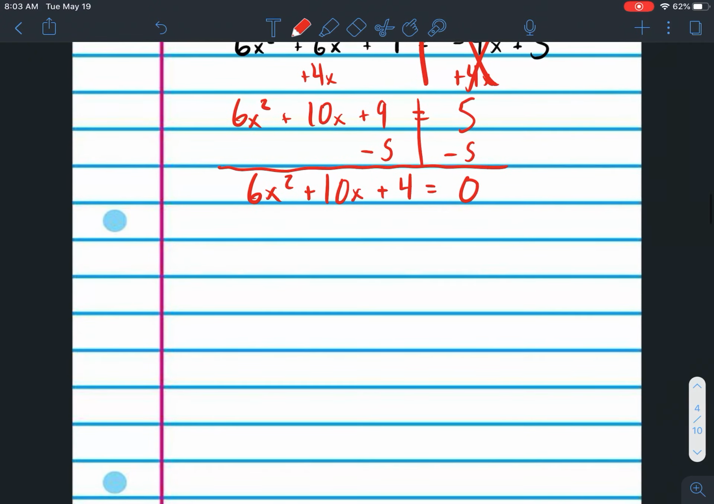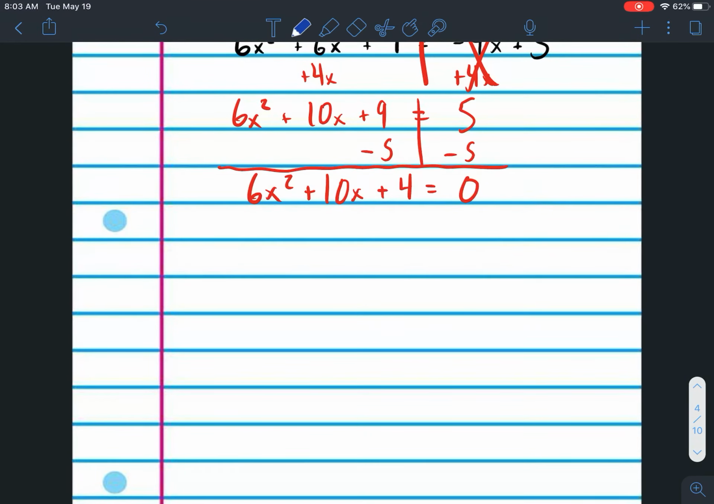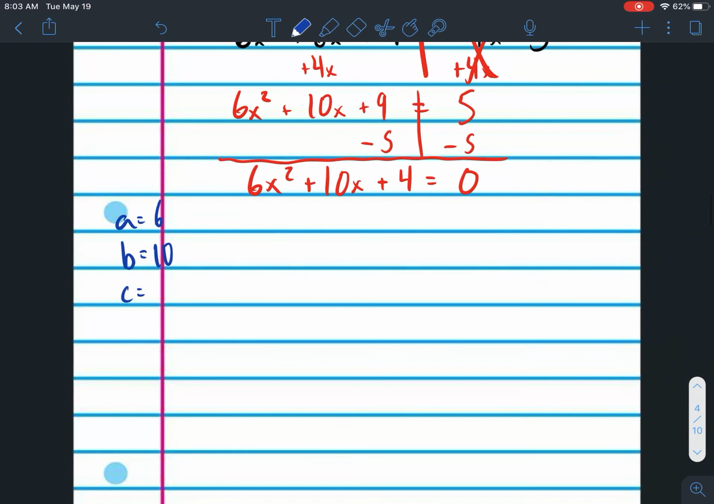Now let's set up the quadratic formula. I'll use blue. It's equal to 0. So A is equal to 6. B is equal to 10. C is equal to 4. Okay, got all that from my quadratic right there. All right, and it's equal to 0.